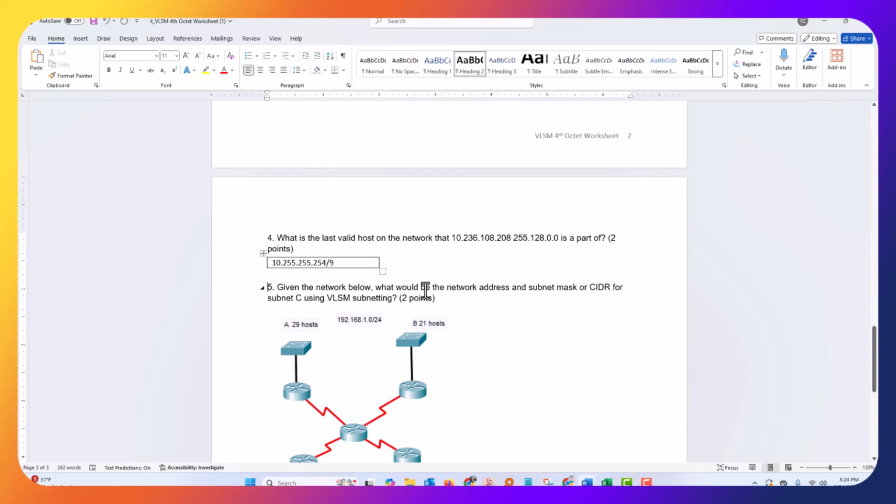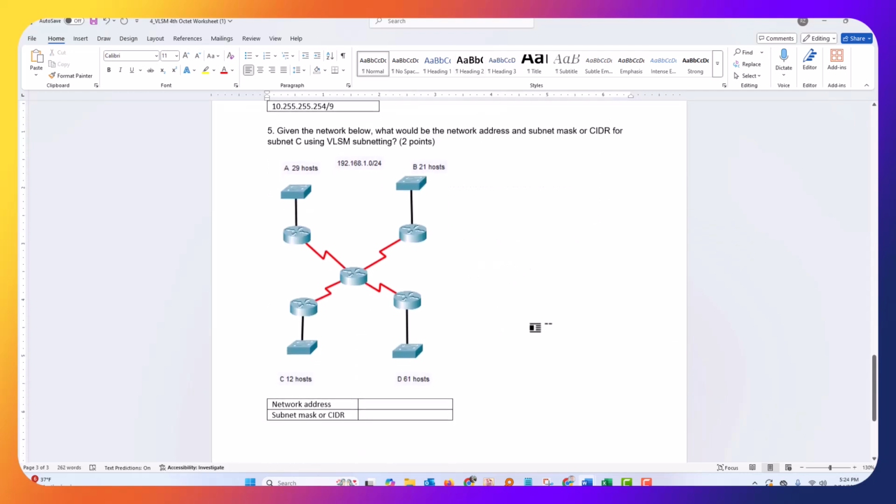Alright, given the network below, what would be the network address and subnet mask or CIDR for subnet C? Well, let me see here. We've got to put these in order. We are going to be doing D, A, B, C. So D, A, B, and then C. Well, of course, it would be the last one, wouldn't it?